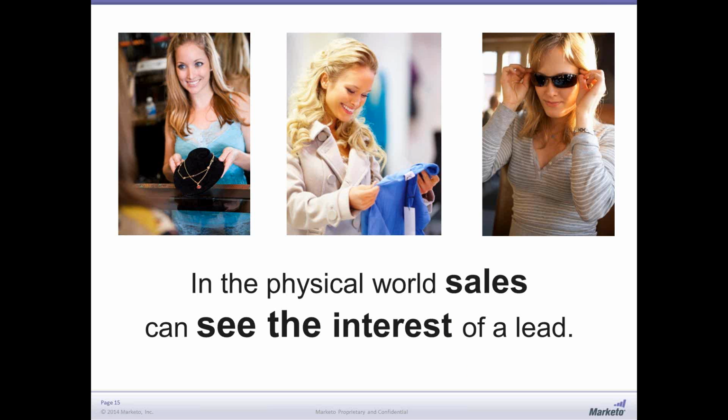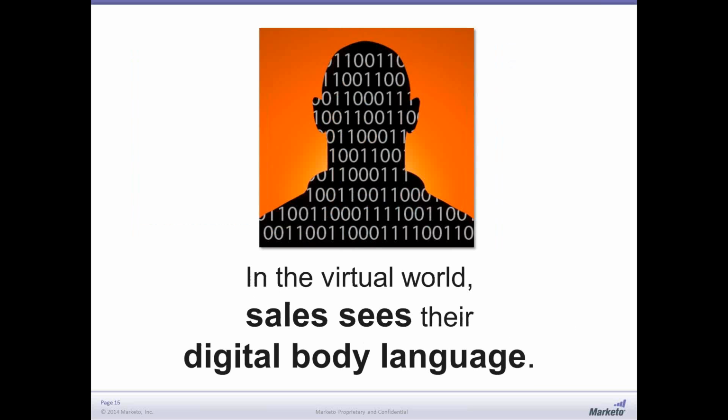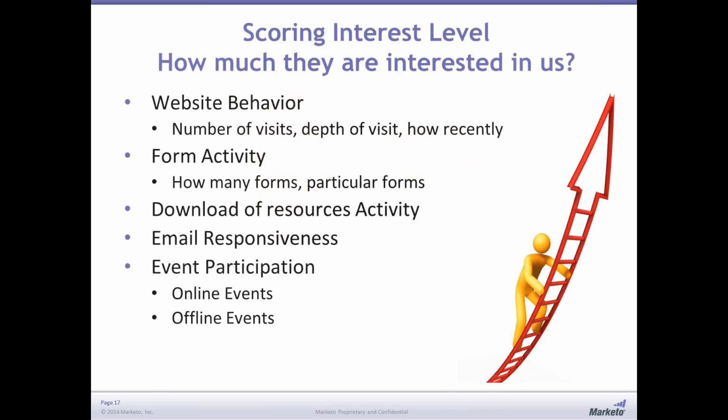And if you look at this picture, when we go out for shopping, it's very easy to say if somebody is interested in buying this product. You can see it in the physical world. But what happens when it is in the virtual world? Can sales see it? Yeah, probably yes, based on the digital body language. And that's what we capture in Marketo. And scoring based on that is what becomes interesting, because the more they score based on all these behaviors, the better they are for us.